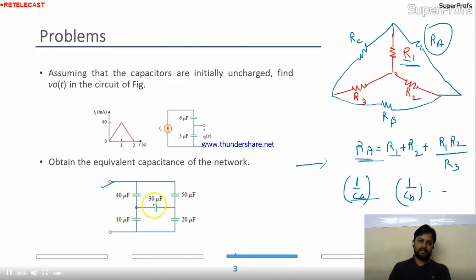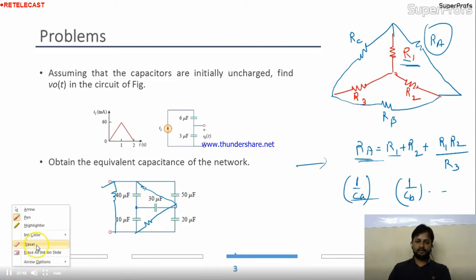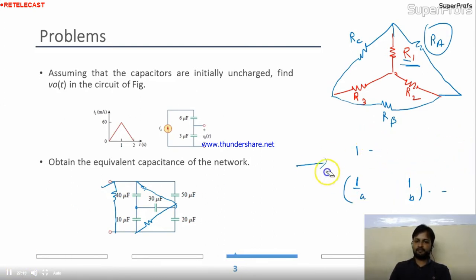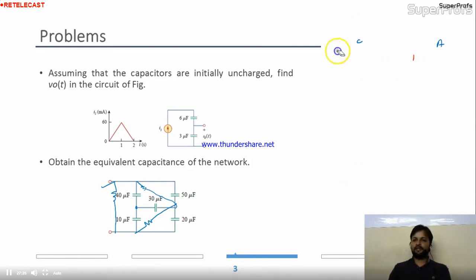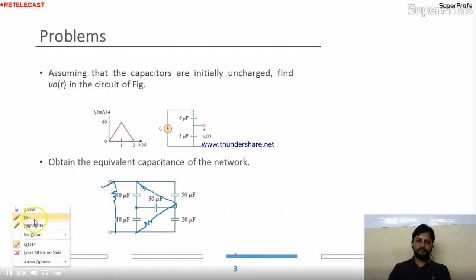See, this 40, 30 and 10, they are connected in star connection. So I'll resolve this. I'll make it delta. So this branch will be here over here. Now we are going to resolve this. Just keep the formula in mind. Now we are going to apply. Now take the values of the capacitance. Suppose this is C1, this is C2 and this is C3.